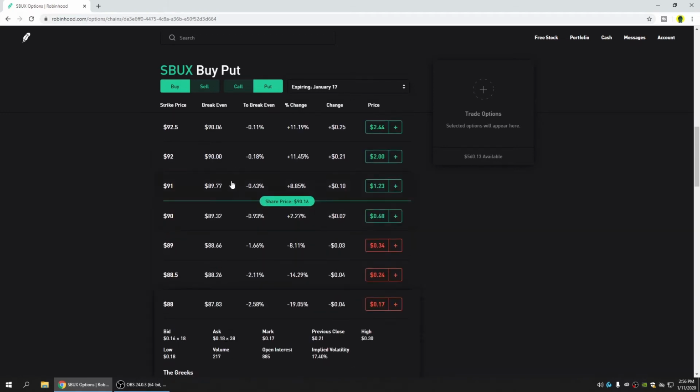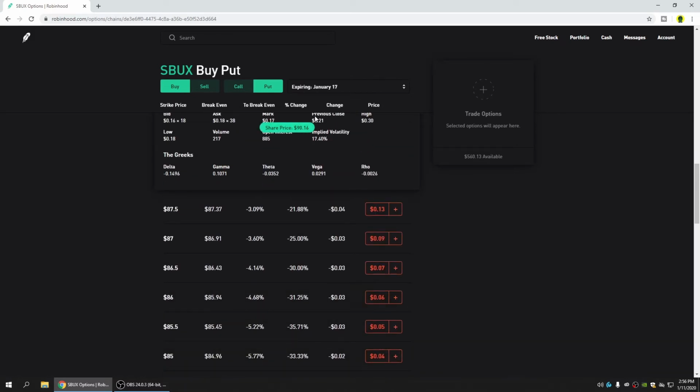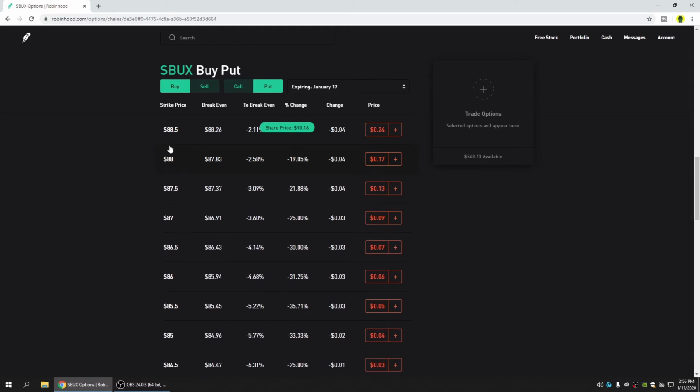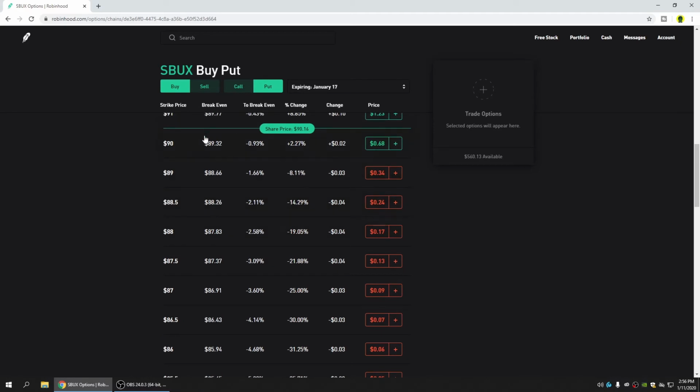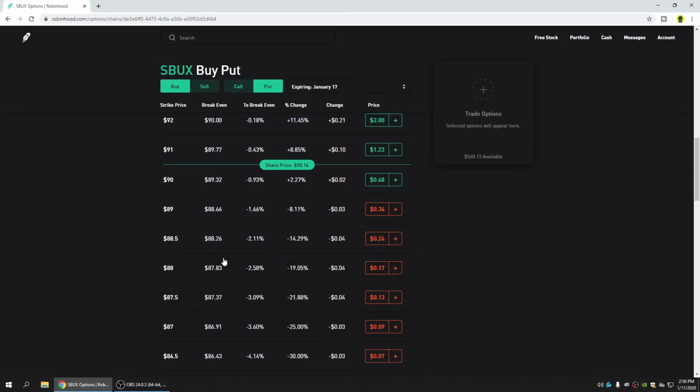So let's say that Starbucks goes down to 86 at the expiration and we have this 88 contract. We are selling the contract at $88 instead. So we are able to buy the shares at whatever price it is trading at down here and sell them at the strike price we bought it at when we're doing puts. It's the exact opposite of a call. So with a call, you're buying the contract. With a put, you're selling the contract, but you're still buying the option.